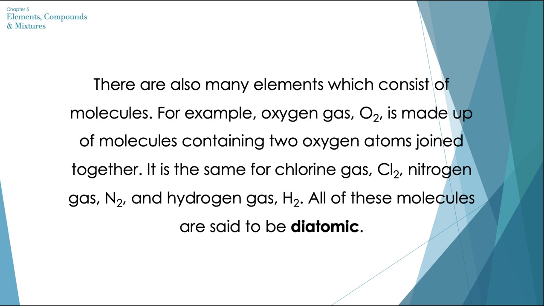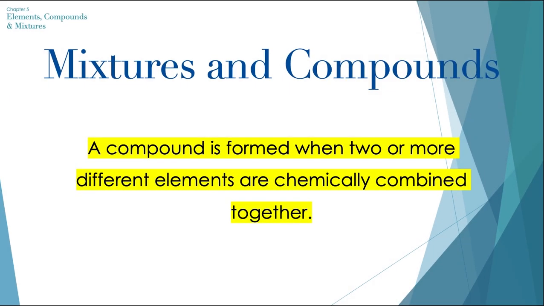So now we're going to move ahead to understanding the difference between mixtures and compounds. A compound is formed when two or more different elements are chemically combined together. So remember, these are chemically combined together. A compound is formed when two or more different elements are chemically combined together.